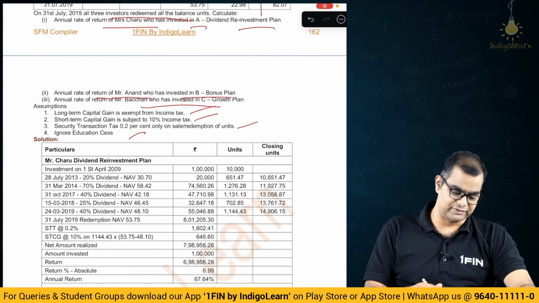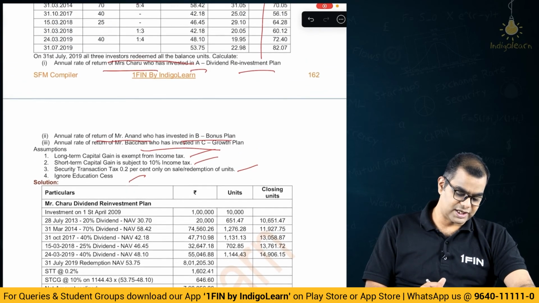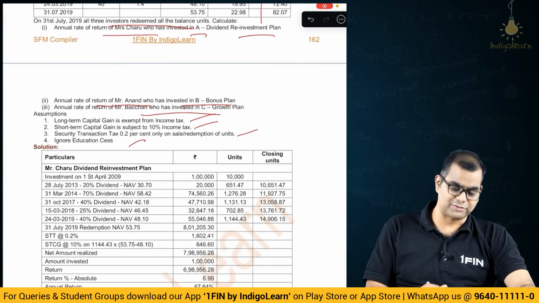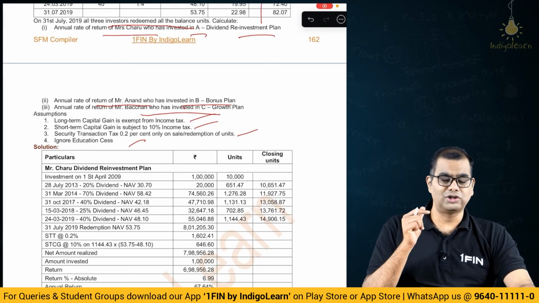Otherwise, ignore all of them. Give it clearly in your assumptions. Now, what did Charu invest in? Charu invested in a dividend reinvestment plan. Dividend reinvestment plan means the count of units increases.